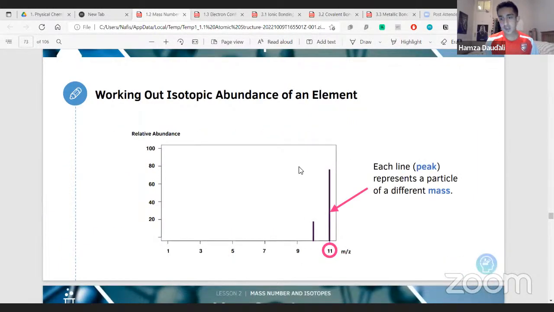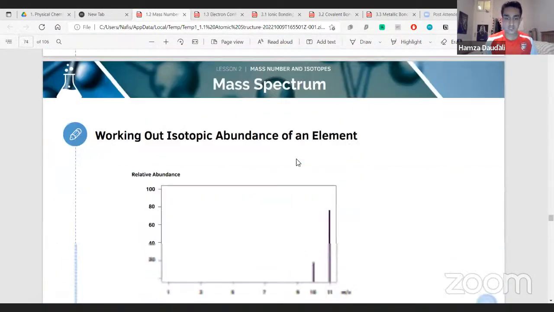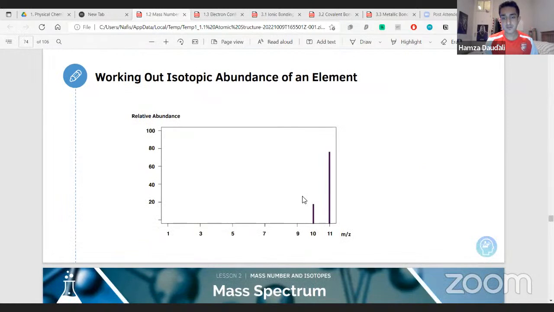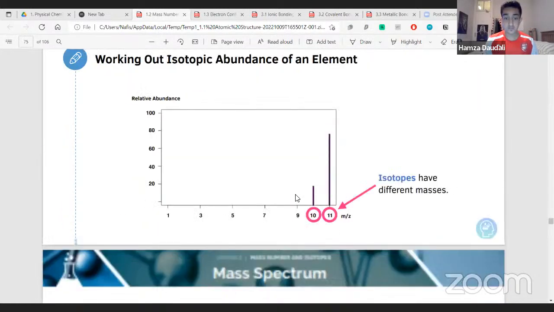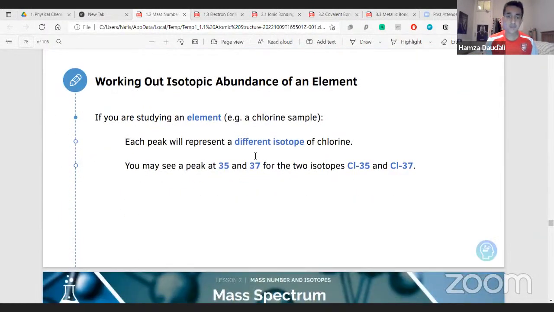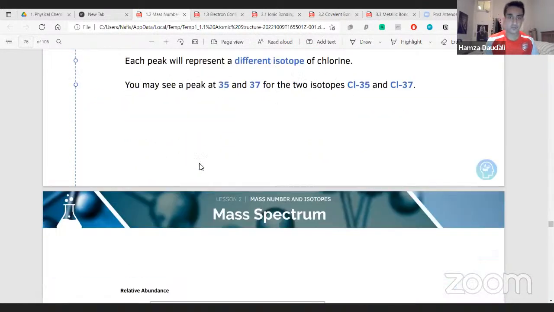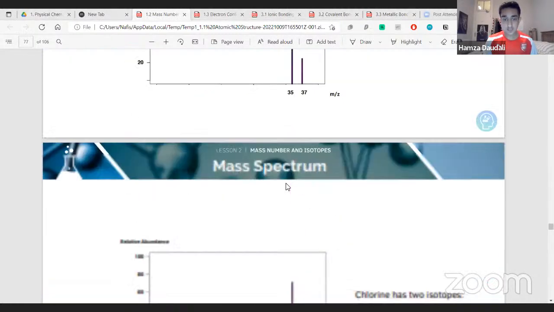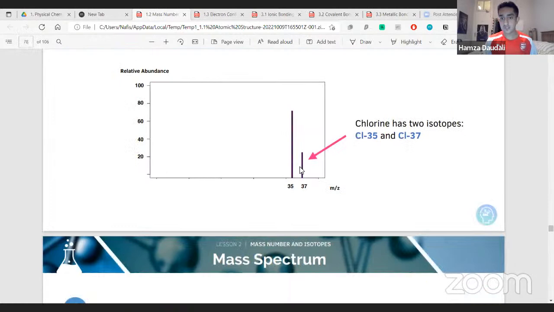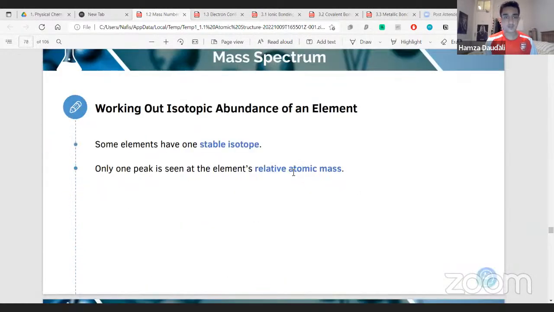Each line represents a different particle at a different mass, and the relative abundance will show you the relative abundance of those particular isotopes. Remember, if you're studying an element, each peak will represent a different isotope. So you might see a peak at 35 and 37 for the two isotopes of chlorine, Cl-35 and Cl-37. Chlorine has two isotopes, Cl-35 and Cl-37.